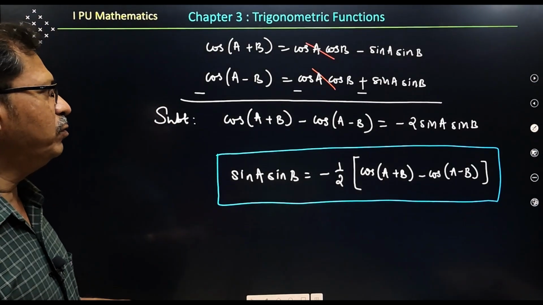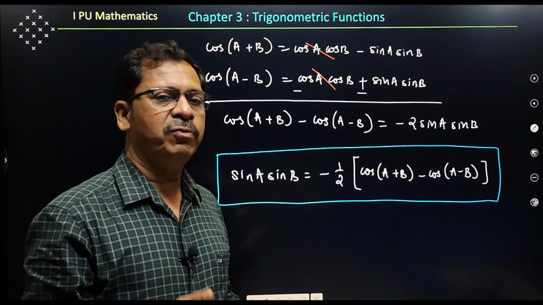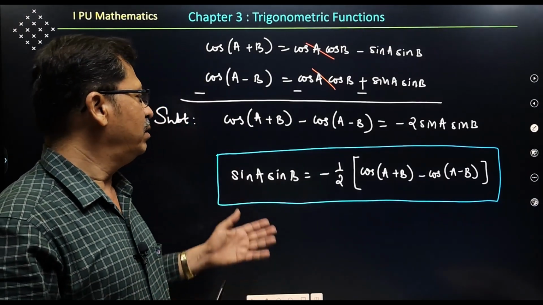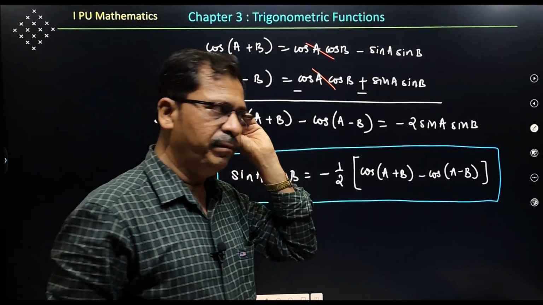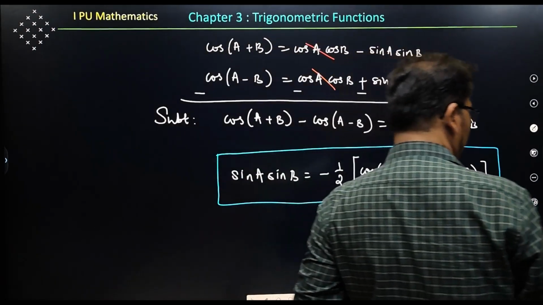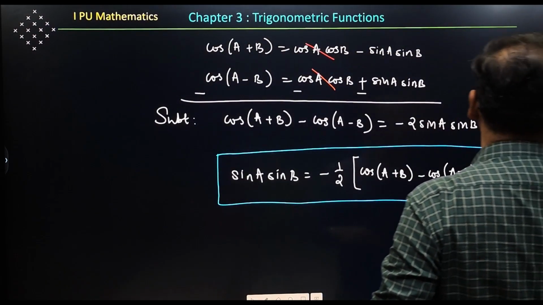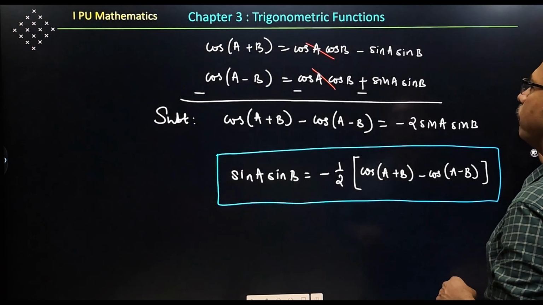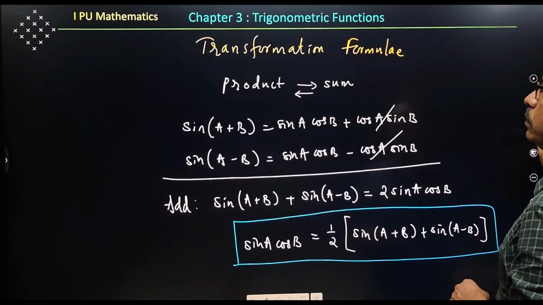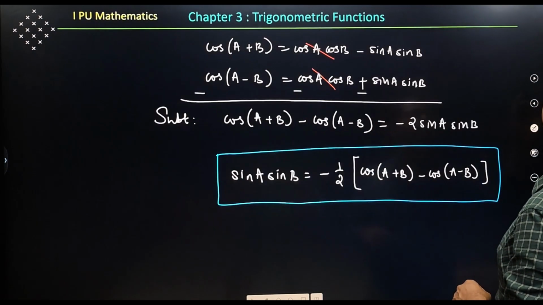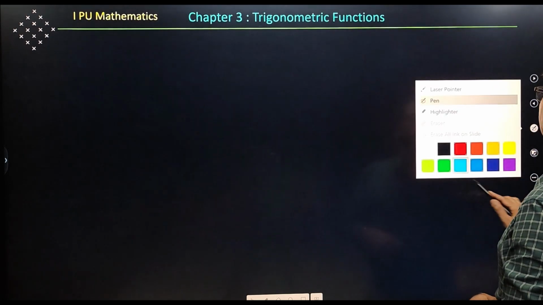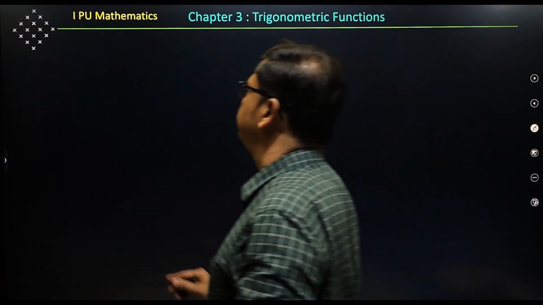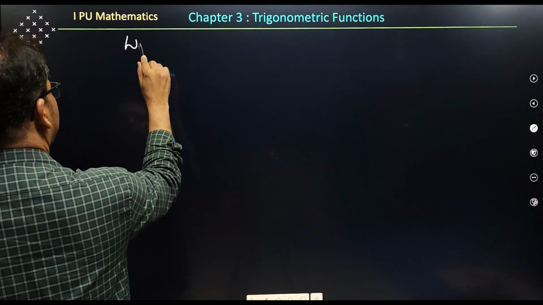Now I have proved 4 results. Using these 4 results itself, we convert again sum to product formula. Now let us continue that calculation here. Okay. Now we have these results.